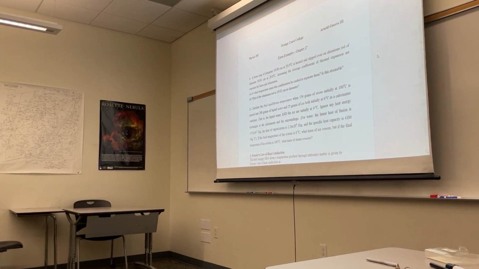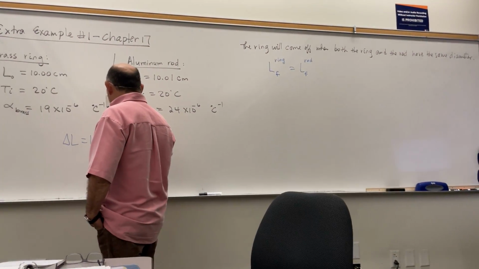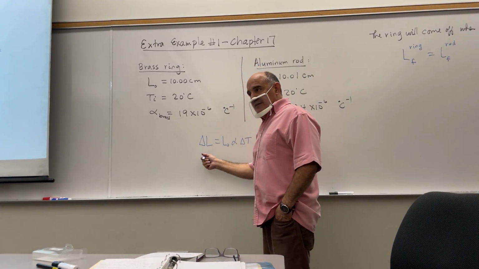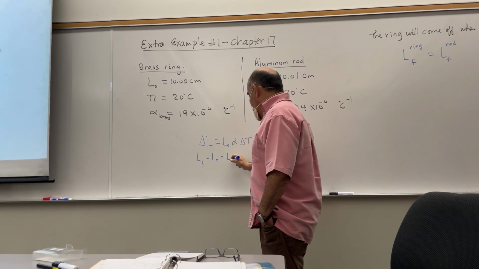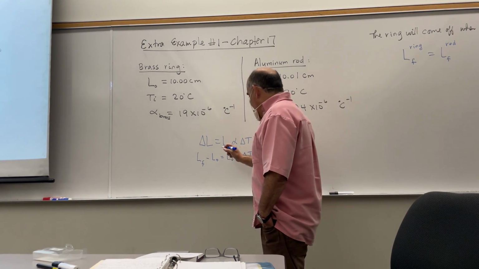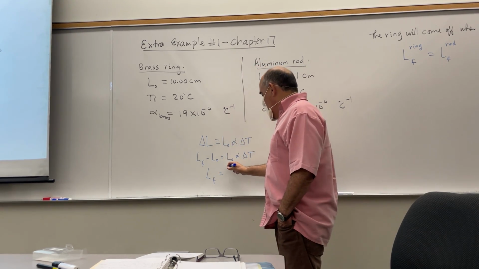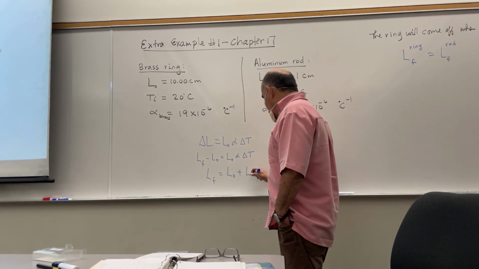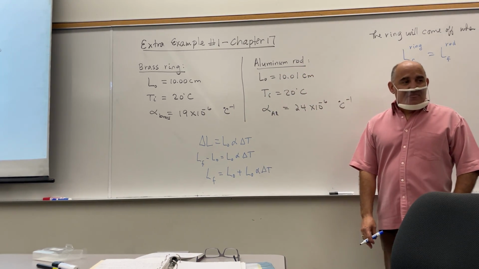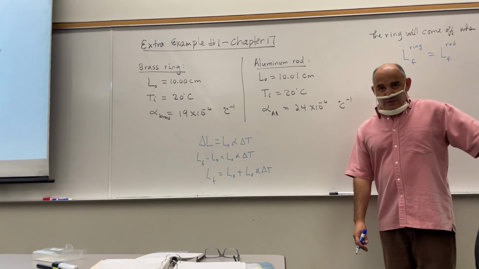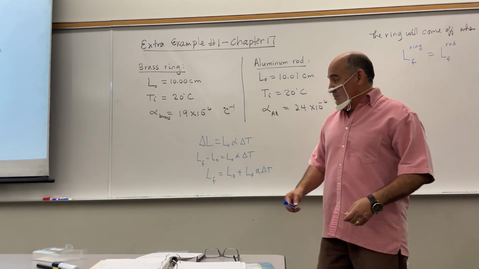Now, the formula that we learned was delta L equals L naught alpha delta T. And the changing length is the final length minus the initial length, right? Equals L naught alpha delta T. That means that when I bring the L naught over to the other side, the final length will always be the initial length, plus this. Right? Yes or no?